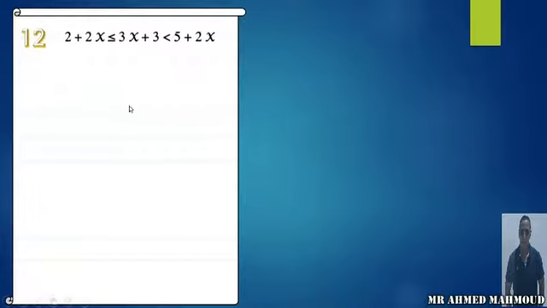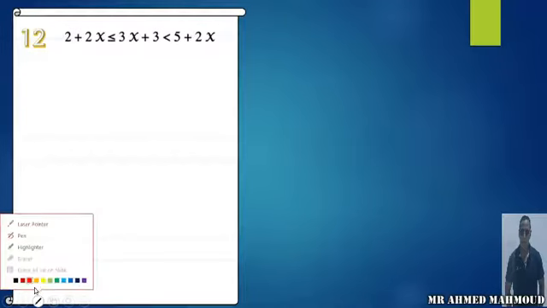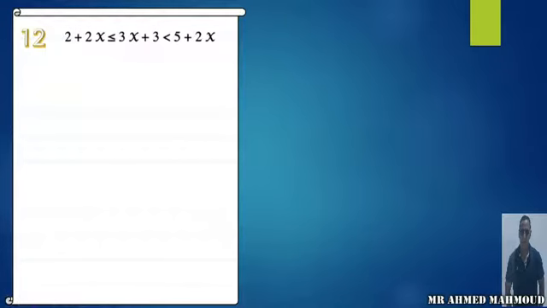The next one, here we have 2 plus 2x less than 3x plus 3, less than 5 plus 2x. Now I'm going to cancel 2x from the outer sides. I will do here minus 2x, and here minus 2x, and here minus 2x. Okay, then write the answers of them. 2x minus 2x is 0.